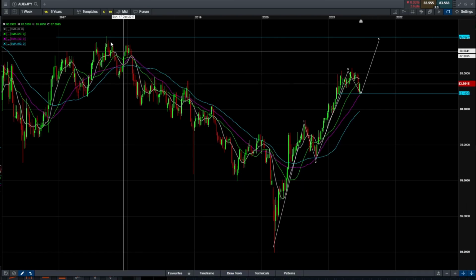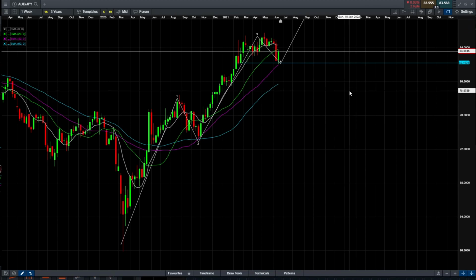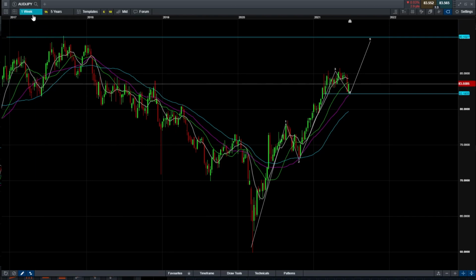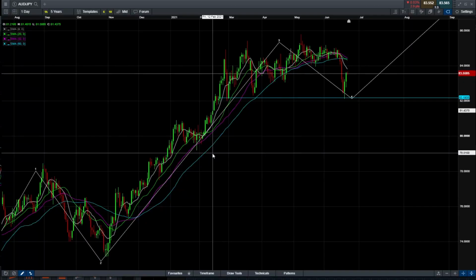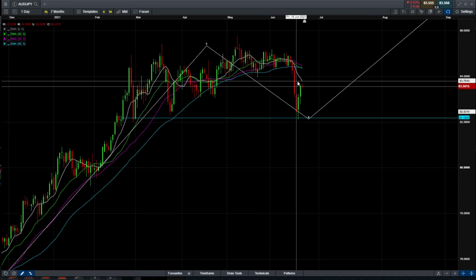The next graph is the Australian dollar to Japanese yen. This is the weekly graph. As you can see, it's in a very strong uptrend. We've just had a bounce off this previous low. Let's bring up a daily graph. Got a couple of swing lows here. We've had a very strong bounce here.